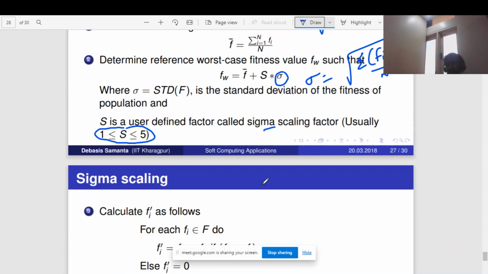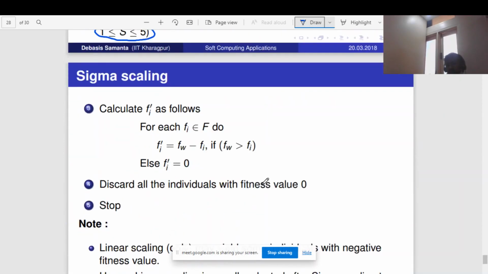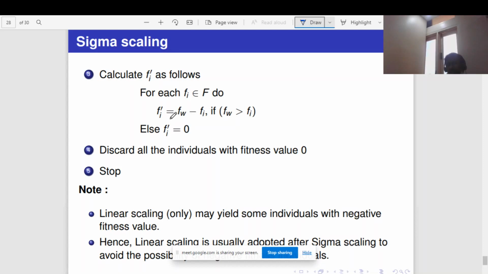Once you have identified Fw, then we calculate Fi dash for each Fi with this formula. Fi dash equals Fw minus Fi if Fw is greater than Fi. That is, for every Fi you have to check whether Fw is greater than Fi or not. If it is, then Fi dash equals Fw minus Fi. Otherwise Fi dash will be 0. So this is how the scaling is done, right?